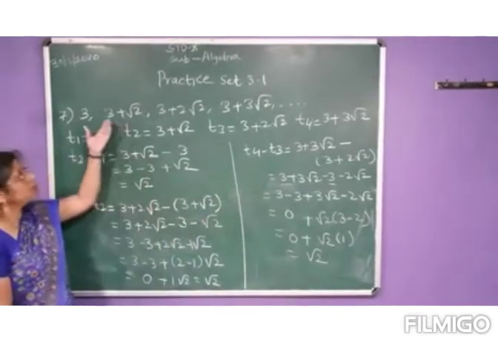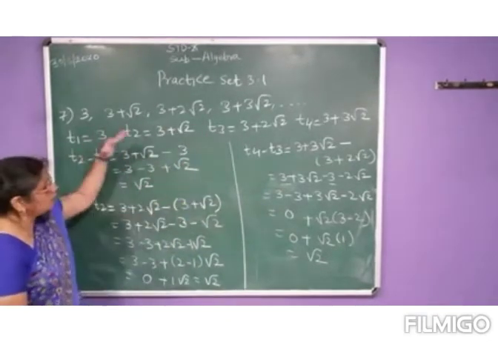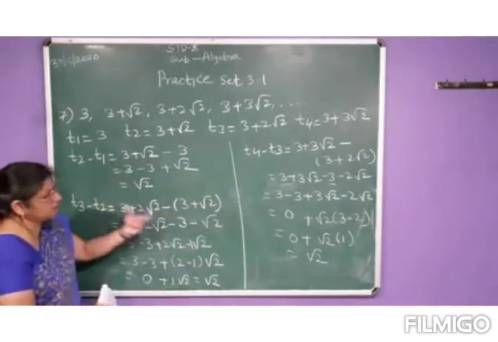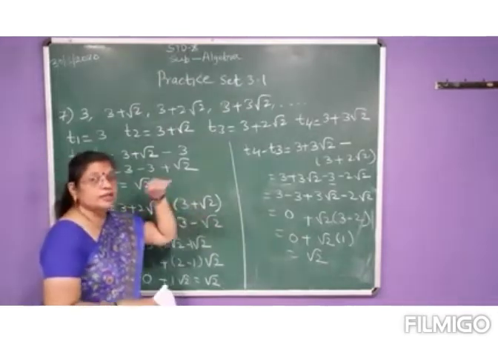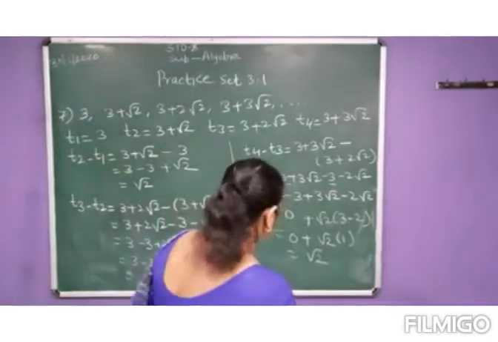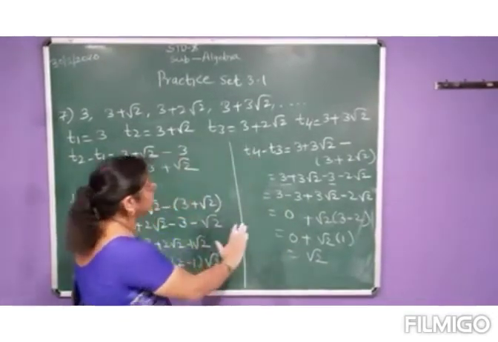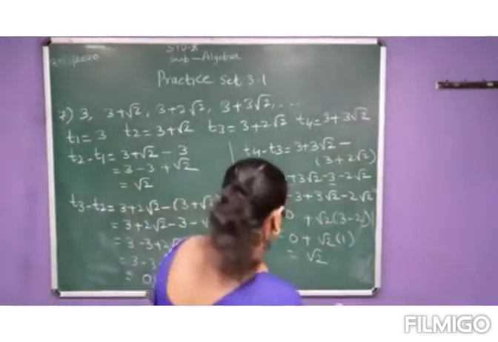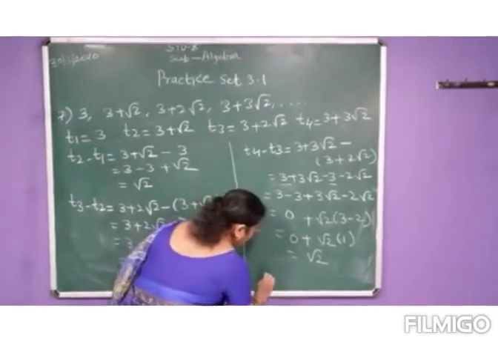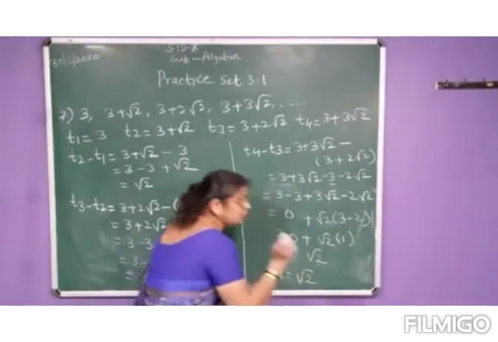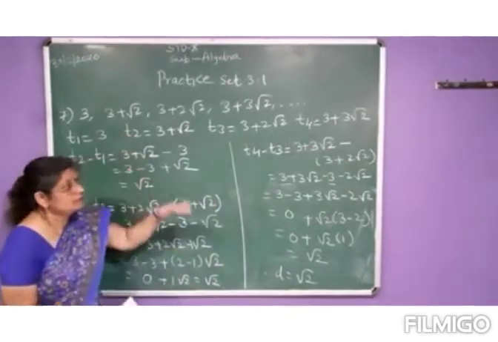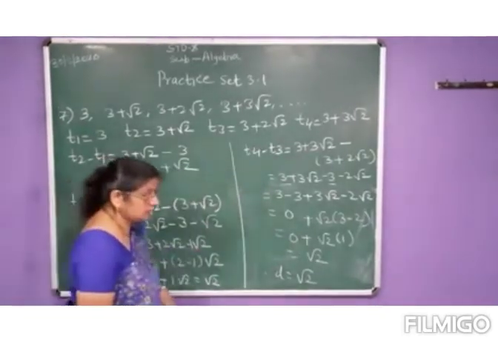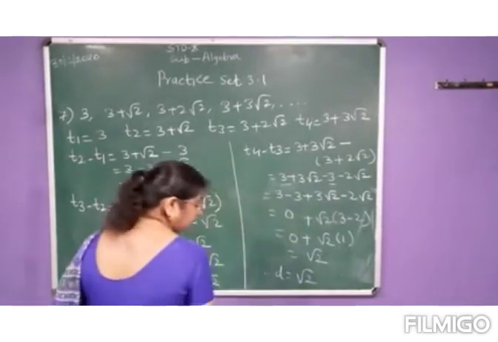So do not worry by looking at the example. It is very simple. Now what have you observed? The common difference between two consecutive terms is constant. Therefore the given sequence is an AP. That statement you have to write down. I am not writing it here, but you have to write it down. The common difference between two consecutive terms is constant. Therefore, the given sequence is an AP, and the common difference D is equal to root 2. Have you understood this sum? It is very simple. Only be careful when you are doing the subtraction.